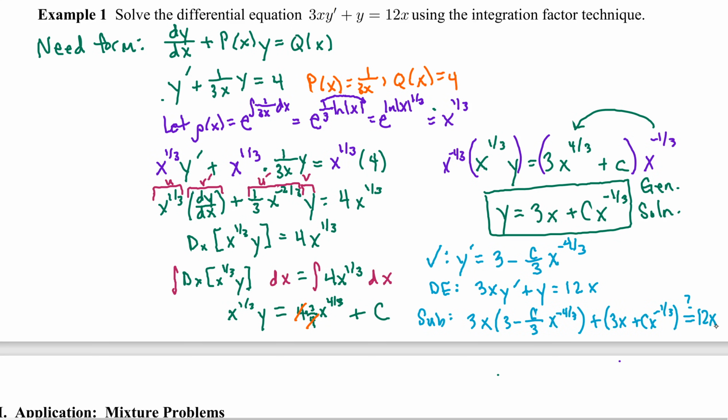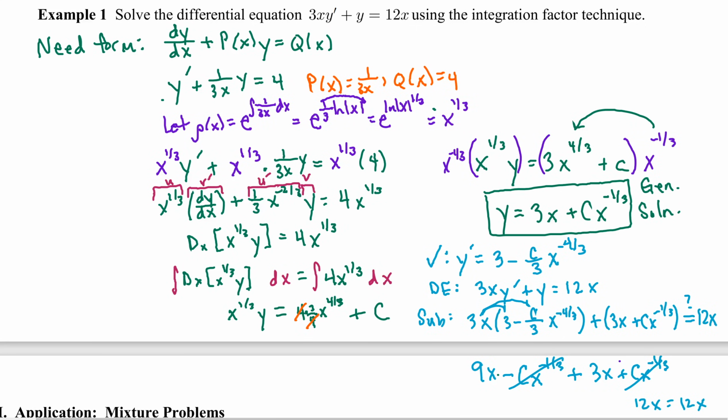So distributing here on the left side, we have 9x minus, distributing here and here, the 3's would cancel. We'd have c times x to the negative 4/3. So when I combine those exponents, 3/3 minus 4/3 gives me negative 1/3. Then we have 3x plus cx to the negative 1/3. Notice the cx to the negative 1/3 terms cancel. The left side is 12x, and that balances out with the right side. So we have, in fact, solved the differential equation correctly.